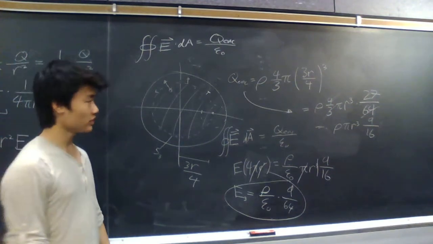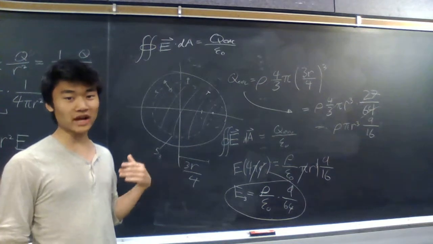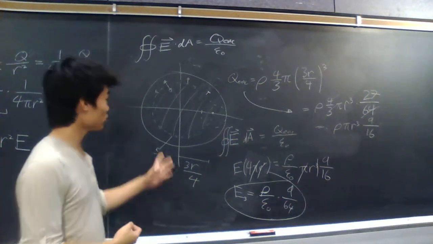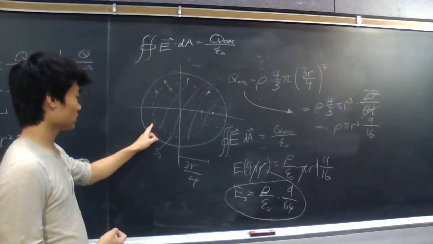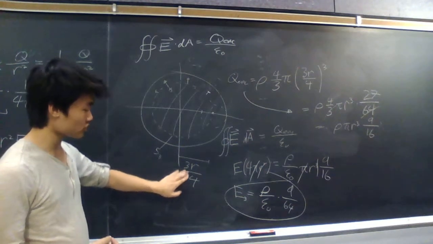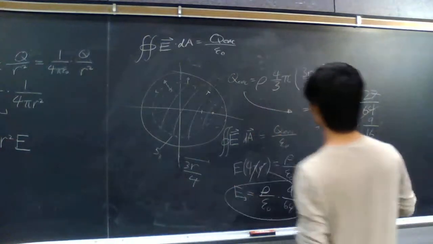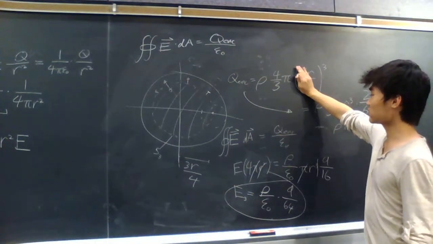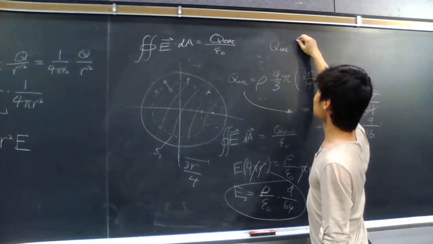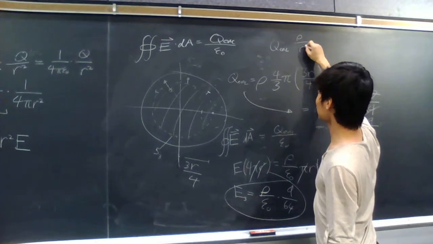Right? But you can see how in this example, we don't have to do the entire calculation over again for E2. We're just going to substitute, instead of using 3r over 4, we're just going to take r. We'll look at what happens then. This 3 over 4 doesn't even happen. So Q enclosed is rho over the complete r.